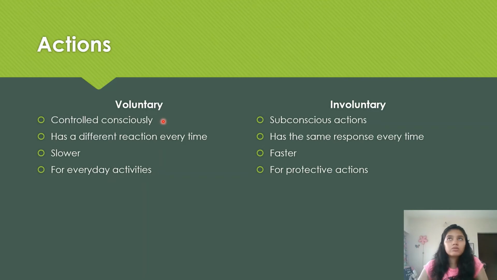So, supposing my friend wins a race, okay? Sometimes I may clap, sometimes I may scream, sometimes I may shout, sometimes I may go hug her. It depends because this time I'm controlling what I want to do, okay? So your reaction every time is going to be different. It's much slower because you're actually consciously thinking about what you need to do, okay? So it's slower, and it's used for everyday activities, okay?